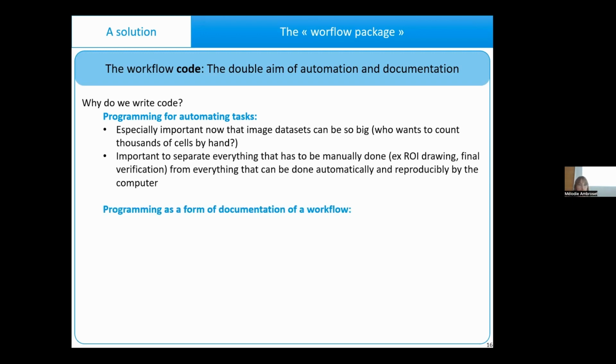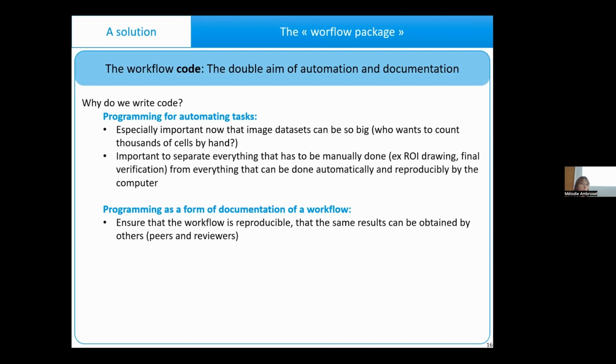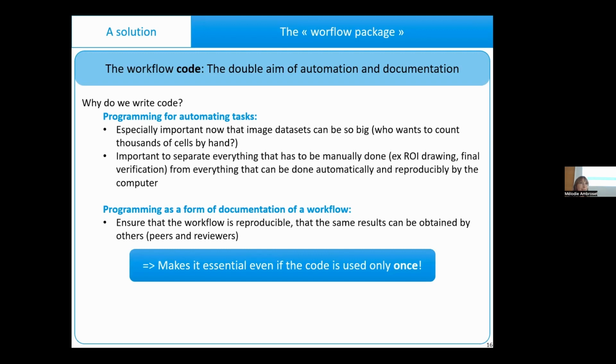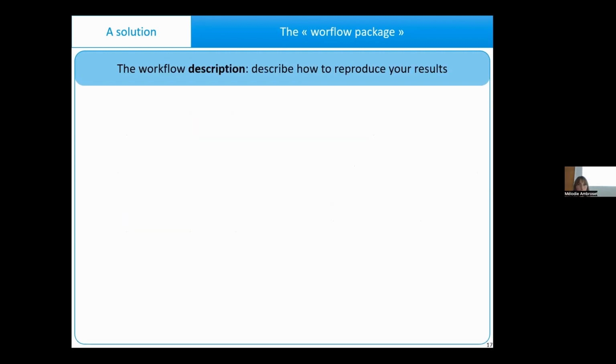But what I want to emphasize is that programming is also a form of documentation of a workflow. Code ensures that the workflow is reproducible, that the same results can be obtained by others, peers and reviewers, which makes it essential even if you only used it once and it's not going to be reused by anyone else. It's also in itself a good form of documentation of what you have done to obtain these results. And just an advice, you can keep it simple. A plain text file is good for storing code.